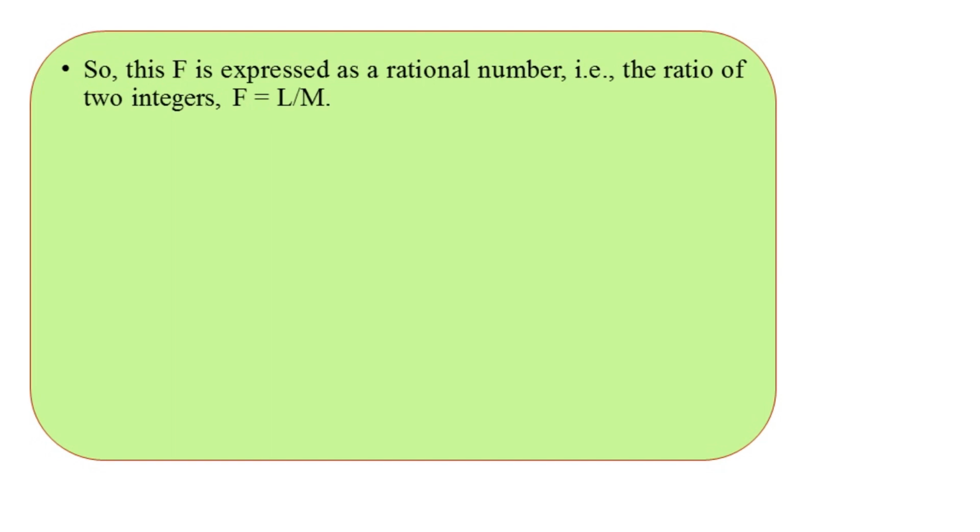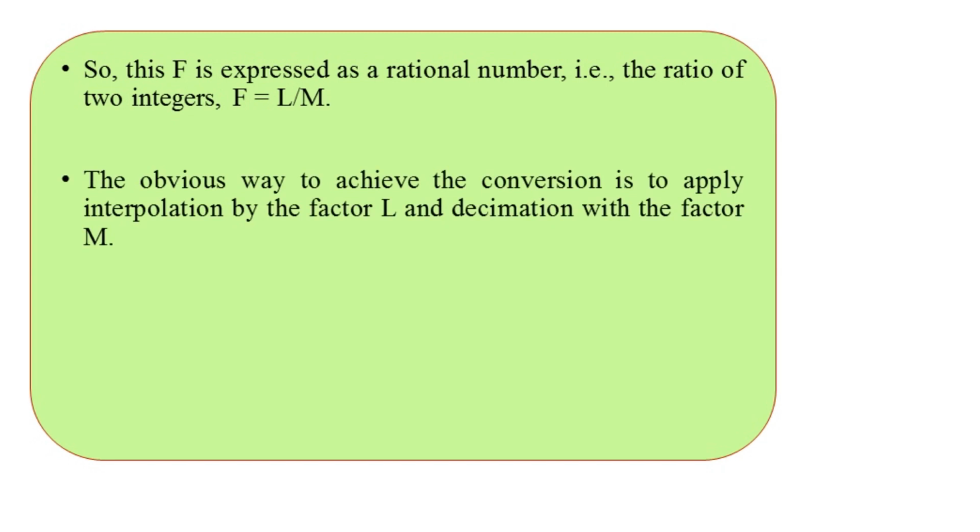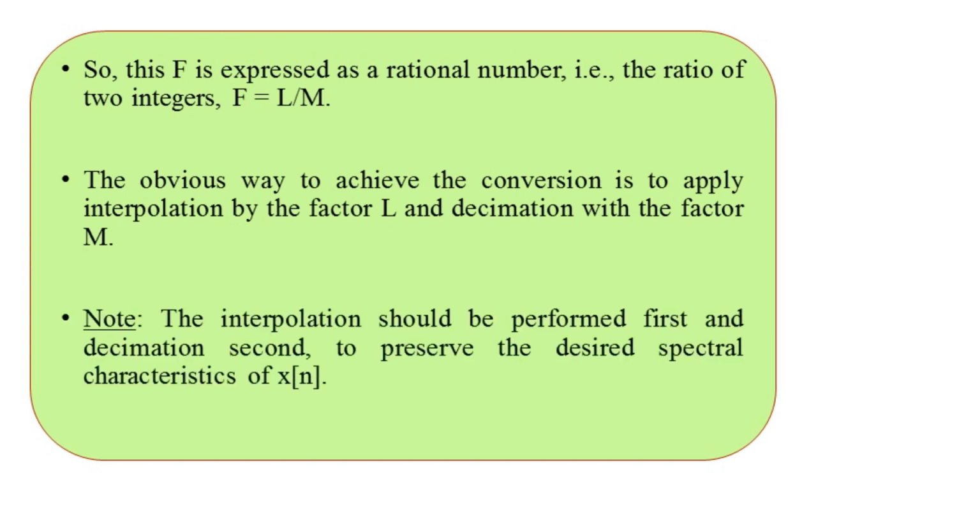Now the certain way to achieve this type of conversion is to apply the interpolation by the factor capital L and then the decimation with the factor capital M. Now why do we do that? The interpolation should be the operation before the decimation. That means interpolation is the first one and decimation is the second one. The reason is that we are going to preserve the desired spectral characteristics of the input or original discrete time sequence that we have denoted as x of n here.